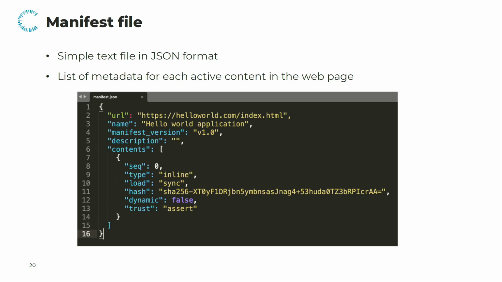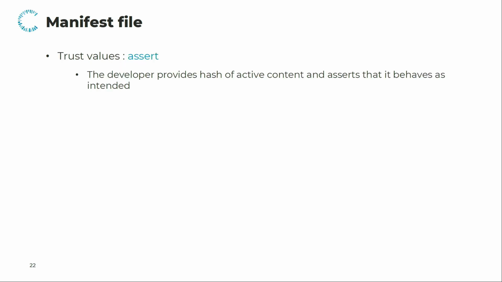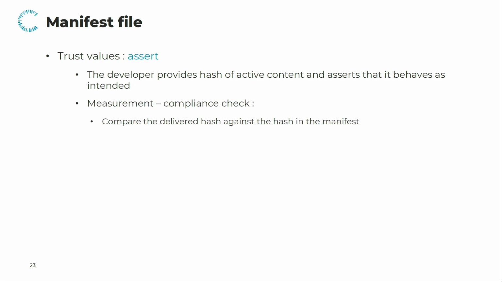Type can be inline or external JavaScript, or event handler, or an iframe. And each active content metadata must have a trust declaration value. The compliance check method is decided on this trust value. Trust value can be assert. The developer, in this case, provides the hash of the active content. Therefore, she asserts that the code behaves as intended. In the compliance check, we compare the delivered hash against the hash declared in the manifest.